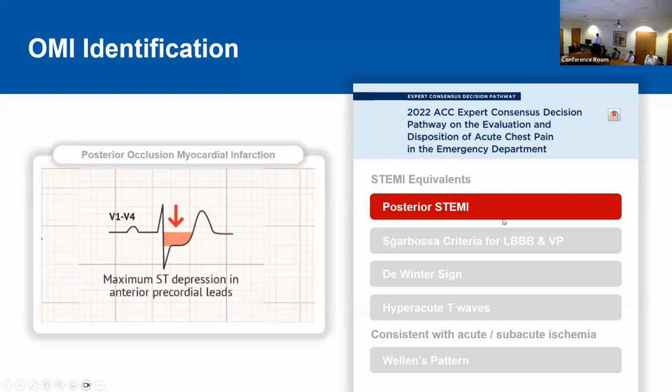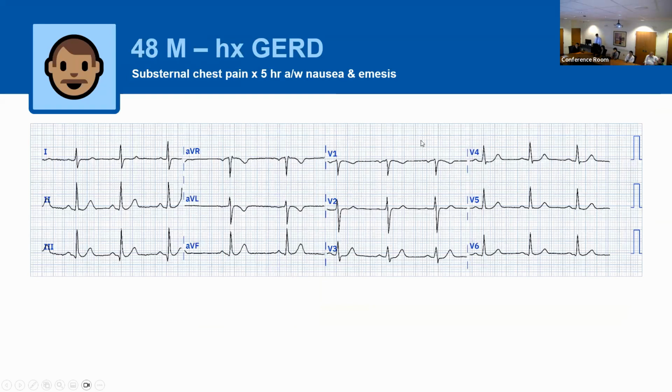But the next OMI pattern I thought we could discuss is that for identifying posterior occlusion myocardial infarctions. And just to re-highlight, this is also now considered a STEMI equivalent in the 2022 ACC consensus pathway. To discuss this, I thought this was a nice case, one that came through our emergency department a short while ago. This is a 48-year-old man coming in with substernal chest pain.